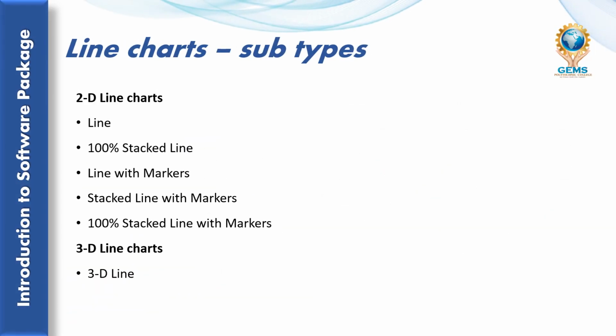There are different line chart subtypes. 2D line charts: there is a line, 100% stacked line, line with markers, stacked line with markers, 100% stacked line with markers, and a 3D line. First, we will see what is line and 3D line.